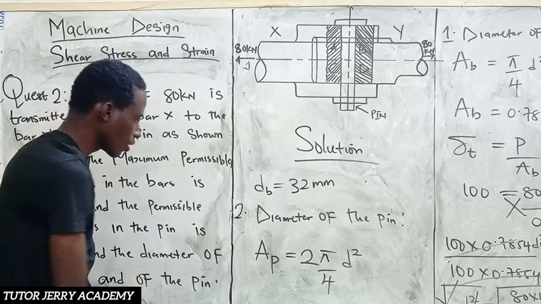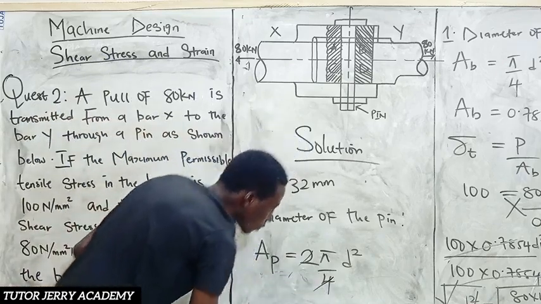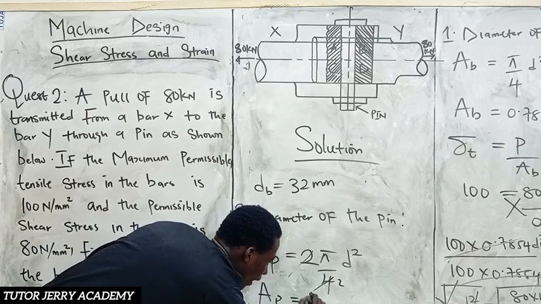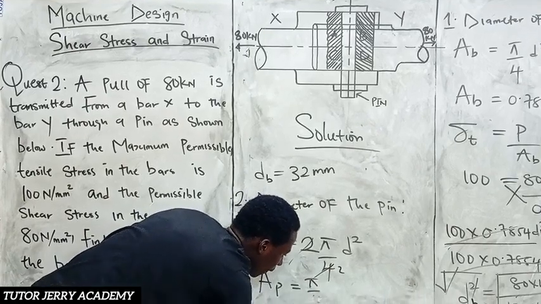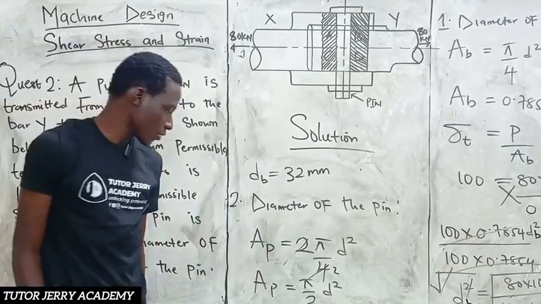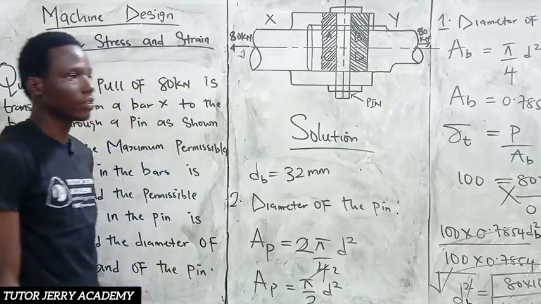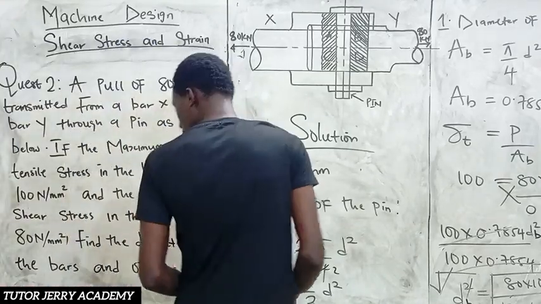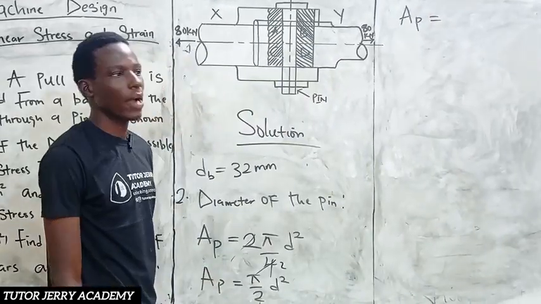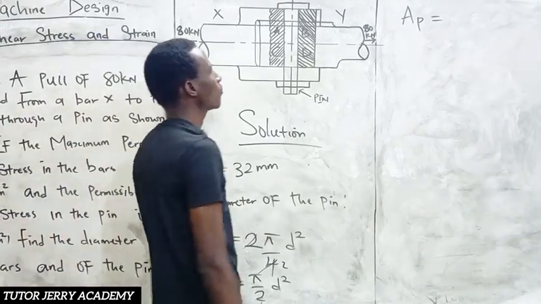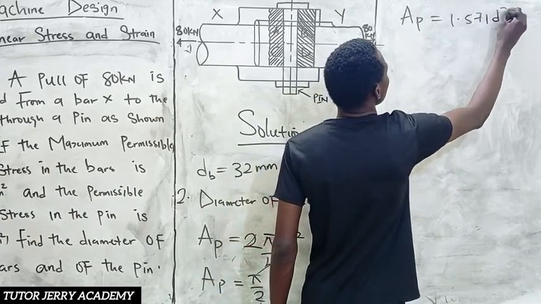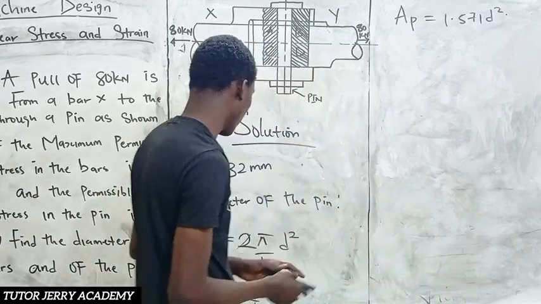So this is what we have. Of course we know that 2 will go here and 2 will go here, but we're left with 2 here. So AP will be equal to pi by 2, d square. So we can substitute and we will get our area of the pin. Pi divided by 2 is nothing but 1.571. So we have 1.571 d square. So this is our area.